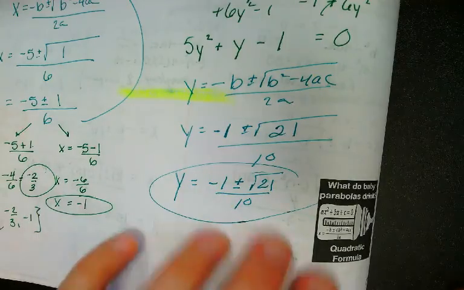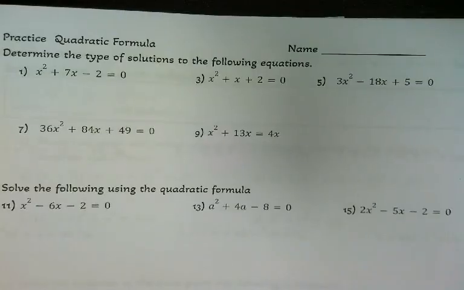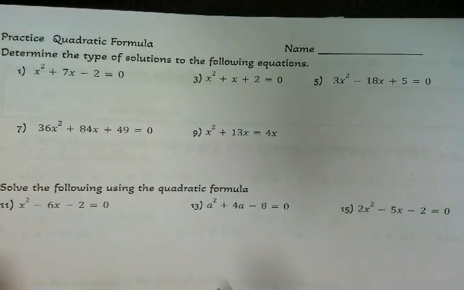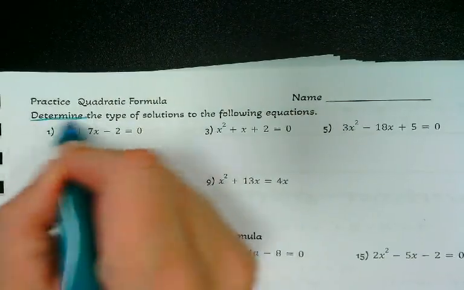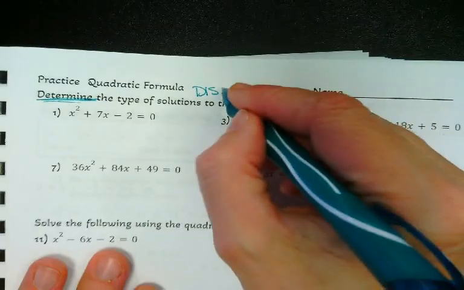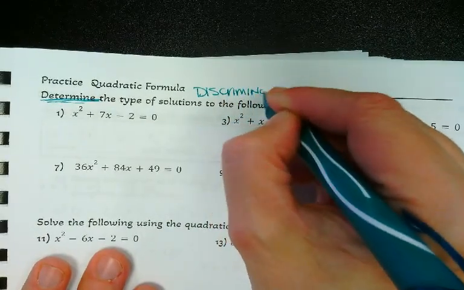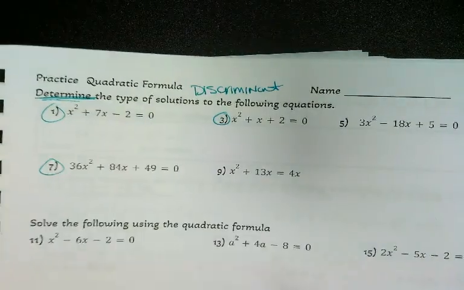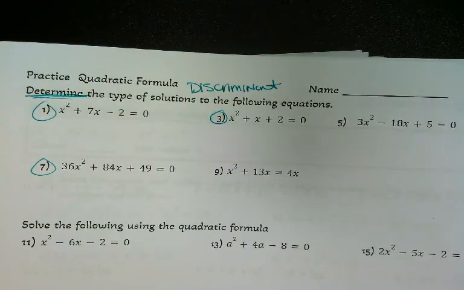Okay. All right, flip to the homework page. So let's see, we're going to start with the top section. So the top is just determine the solutions. Okay, so again, that's going back to the discriminant. No. We're going to go 1, 3, and 7 on just that top section.